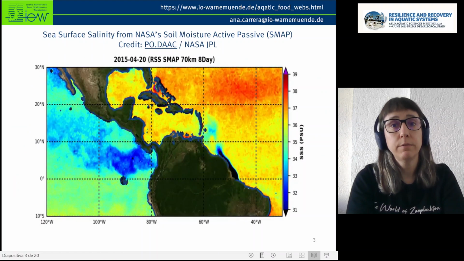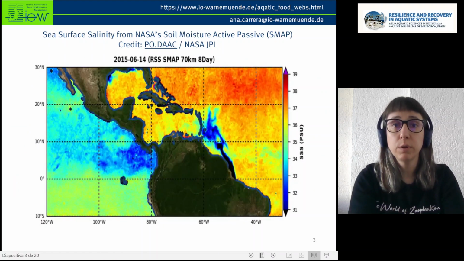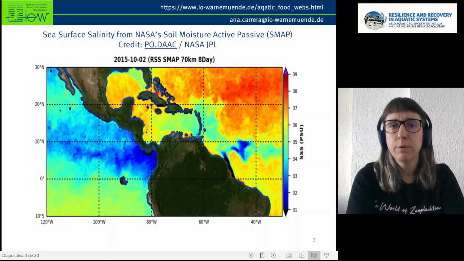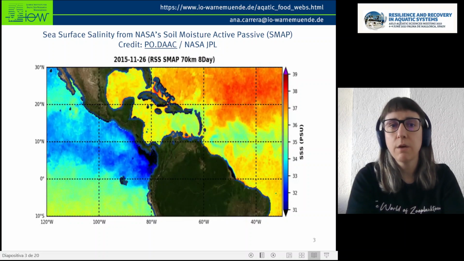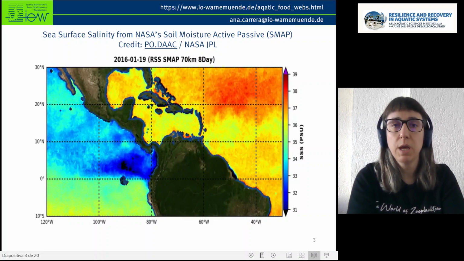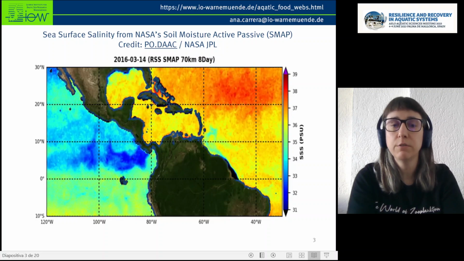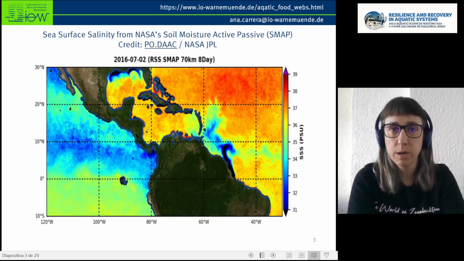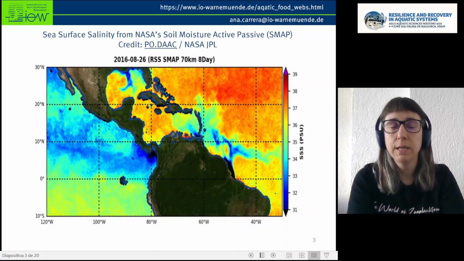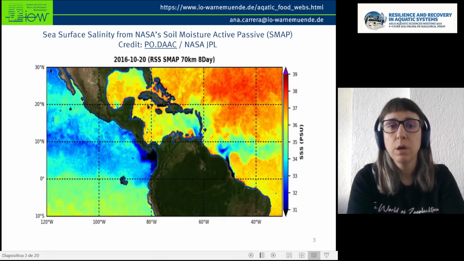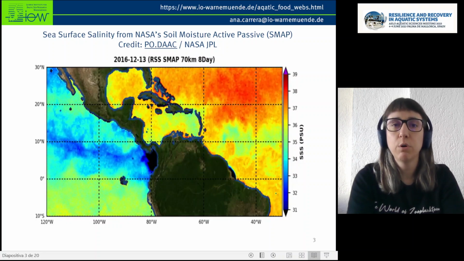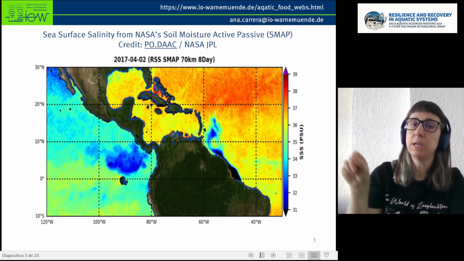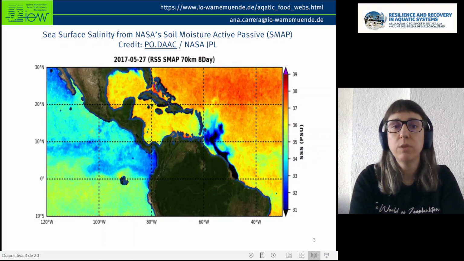And the Amazon is one of the largest rivers, and its plume extends thousands of kilometers to the north, and it has a seasonal component. So it has a peak season that begins in boreal spring and extends until late summer, early fall. And as you can see here, those bluish colors increase and basically spread to the north.